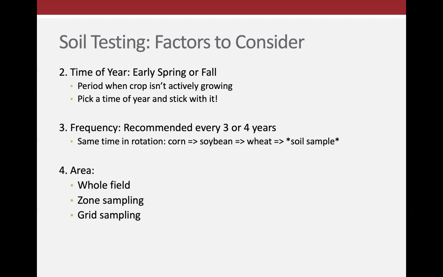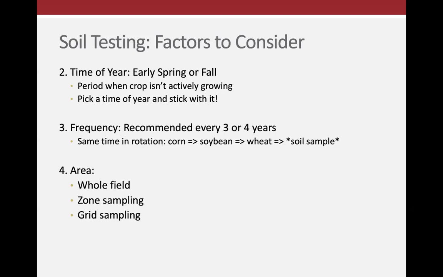Okay, and we pick early spring or fall because it's a period of time when crops aren't actively growing. Even if you're, say, in a perennial or a pasture, some sort of system that's not an annual system, if we pick early spring or fall sometime, typically that crop has kind of done its thing and there's not a lot of active growth going on. Again, whether you pick early spring or early fall, we're going to suggest that you pick a time of year and stick with it.